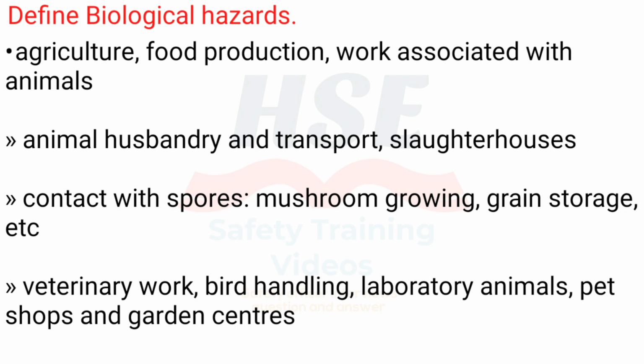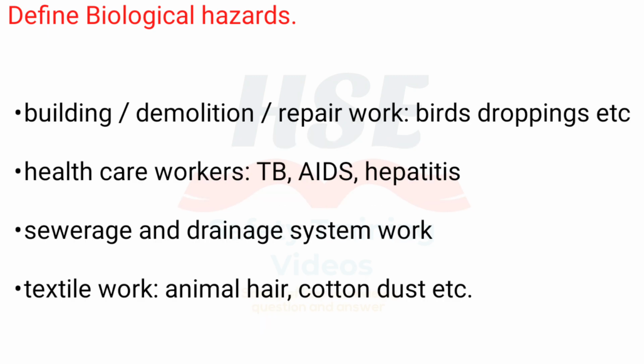Define biological hazards. Agriculture, food production, work associated with animals. Animal husbandry and transport, slaughterhouses. Contact with spores, mushroom growing, grain storage, etc. Veterinary work, bird handling, laboratory animals, pet shops and garden centers. Building, demolition, repair work, bird droppings etc.